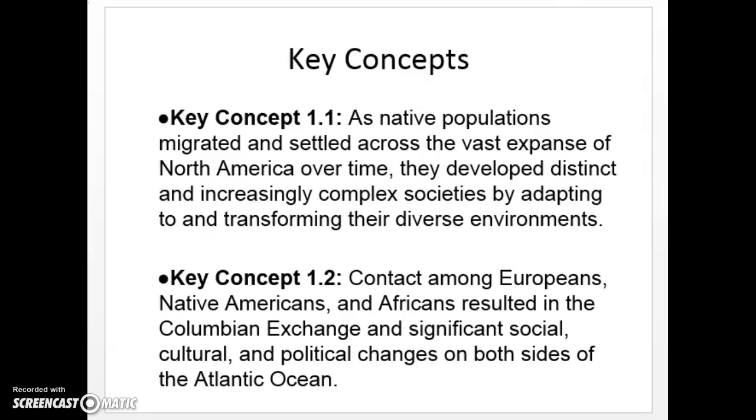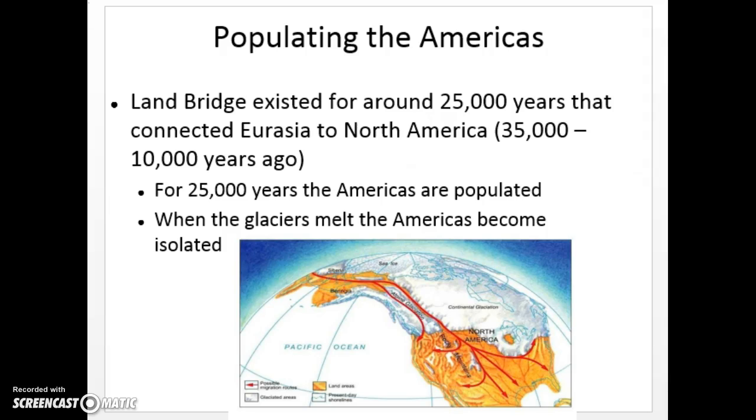But the two key concepts you need to know are 1.1, which in summary is basically how Native Americans and pre-Columbian societies adapted to their environments, and 1.2, that the contact between Europeans and the natives brought massive changes in a couple different ways, whether political, social, or cultural. So you need to know, one, geography's effect on the pre-Columbian native societies, and two, the impact of Columbus, of the Columbian Exchange, and of European-native interactions. So how do we get here in the first place?